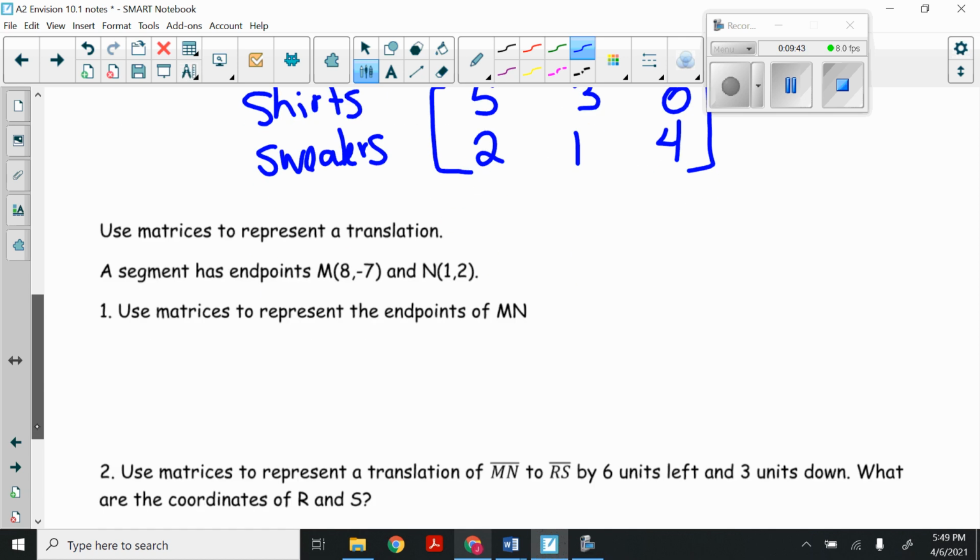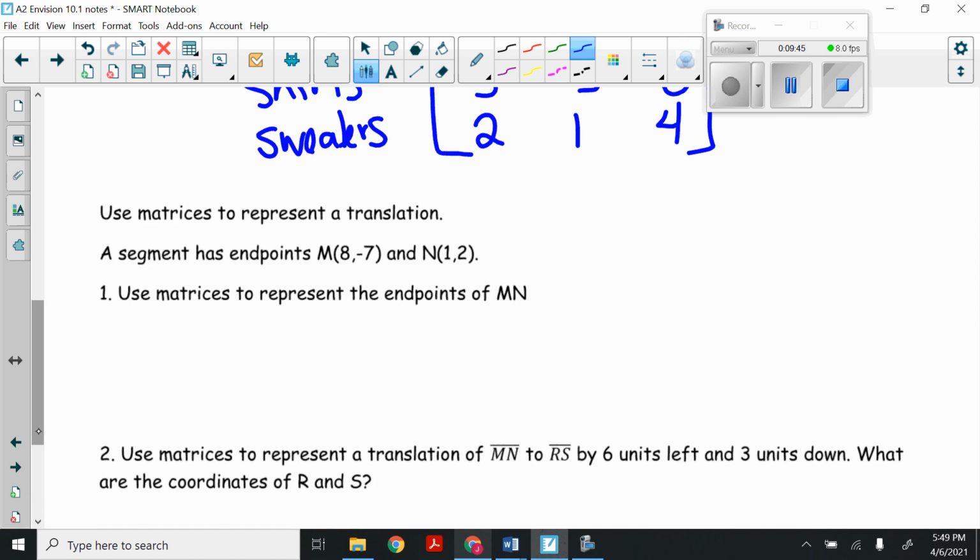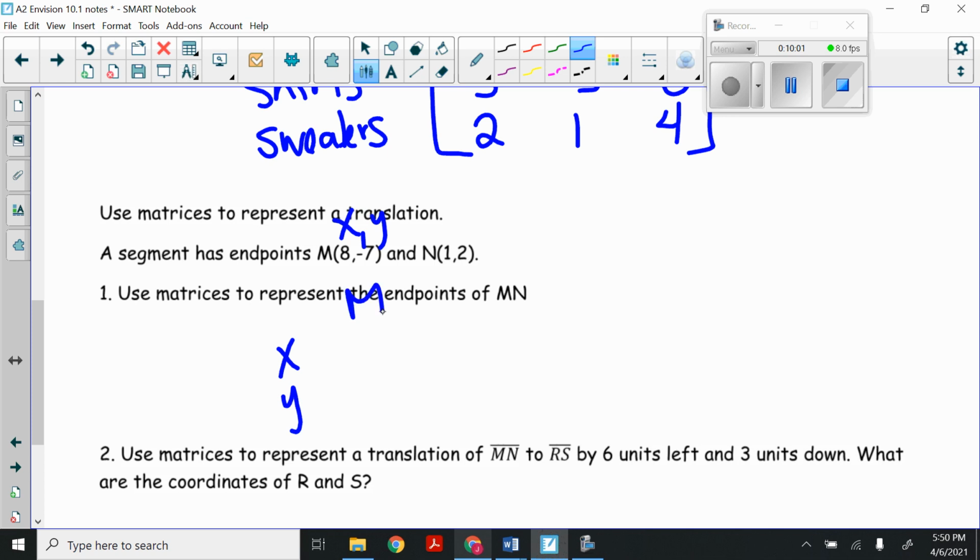So now we are going to talk about how we use matrices to represent a translation. We have a segment with endpoints M at 8, -7, and N at 1, 2. Okay? So remember that these are x's and y's. So I'm going to have my rows, x and y, my columns M and N. So M, the ordered pair is 8, -7. N, the ordered pair is 1, 2.